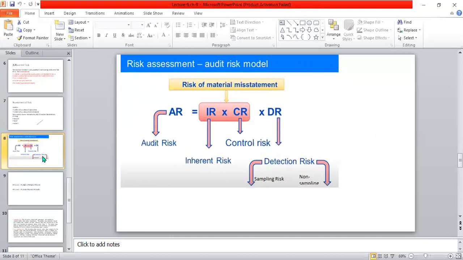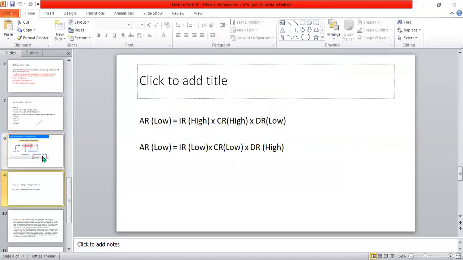So we are looking at the model of audit risk assessment. Audit risk is equal to inherent risk multiplied by control risk multiplied by detection risk. Detection risk is further categorized into two forms. Audit risk is based on inherent risk, control risk, and detection risk, from slide 1 we studied. What happens if we look at these two kinds of equations?